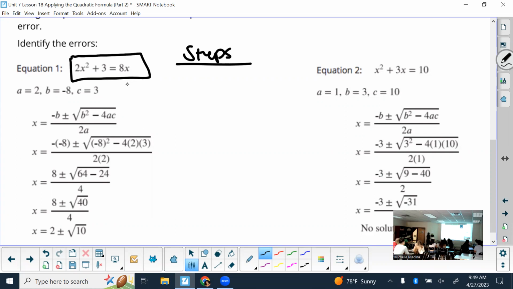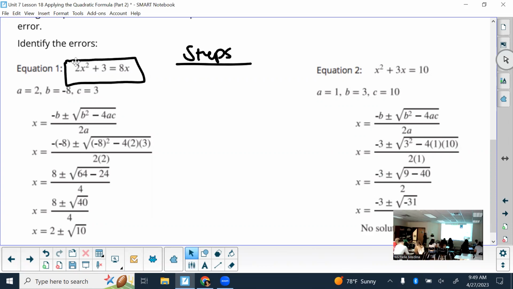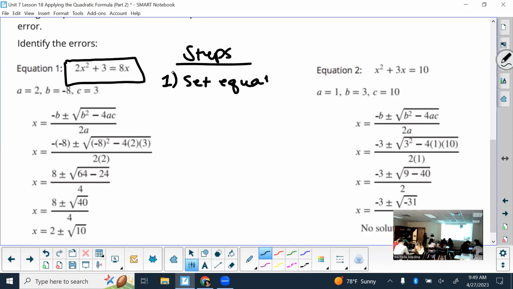Yeah. Okay, some are saying yes. Oh, no. I say no. Okay, why no? It's not equal to 0. So the very first step in solving by the quadratic formula is you need to set the equation equal to 0.